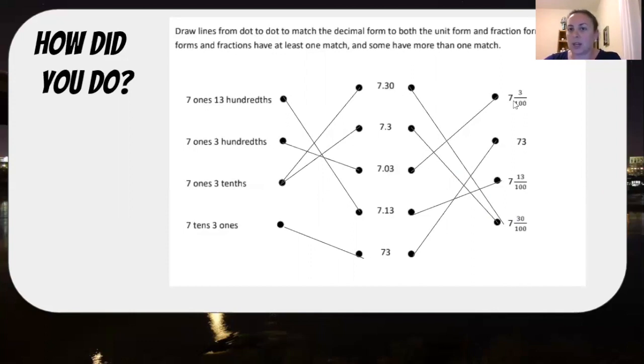On our other side, we have 7 and 3 hundredths, and that goes over here to 7 and 3 hundredths. 73 matches with 73. They're exactly the same. Then 7 and 13 hundredths matches with 7 and 13 hundredths, or 7.13. And then 7 and 30 hundredths matches with 7 and 30 hundredths, and 7 and 3/10. So there are all of your answers.